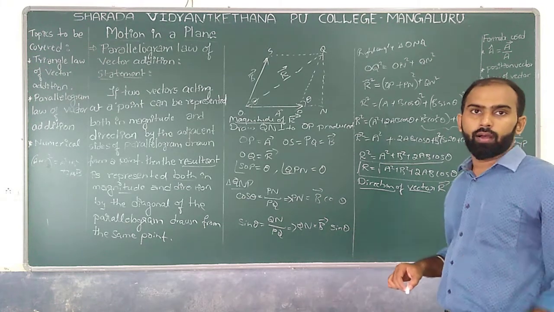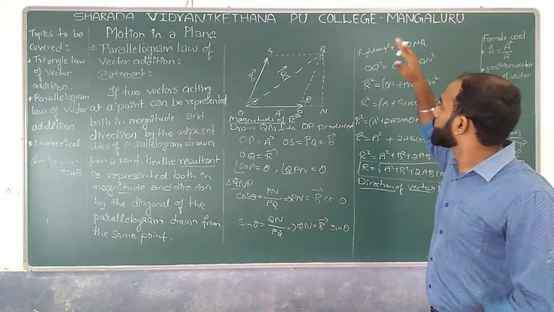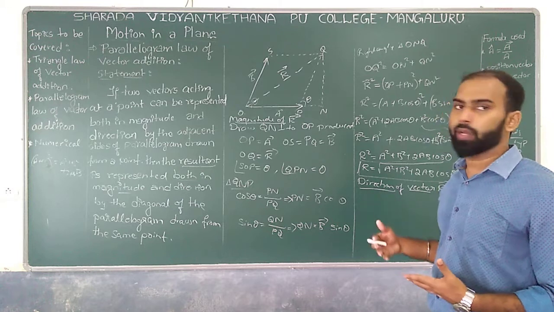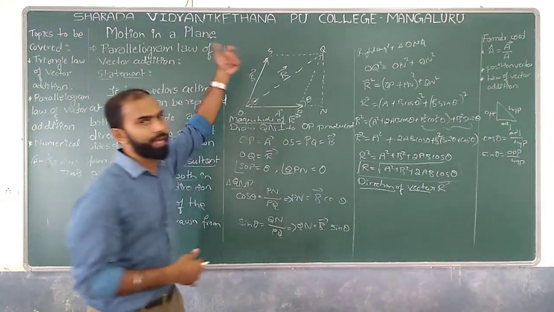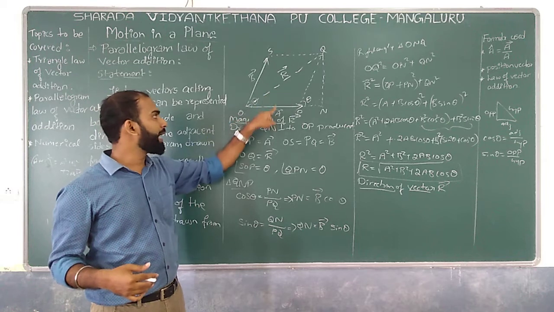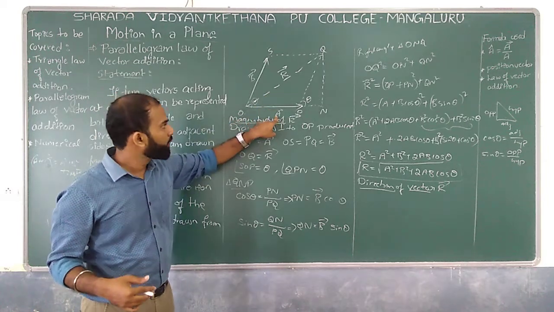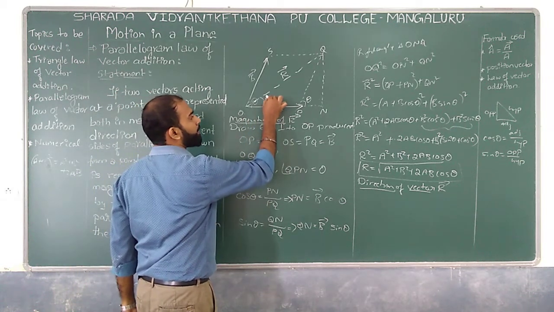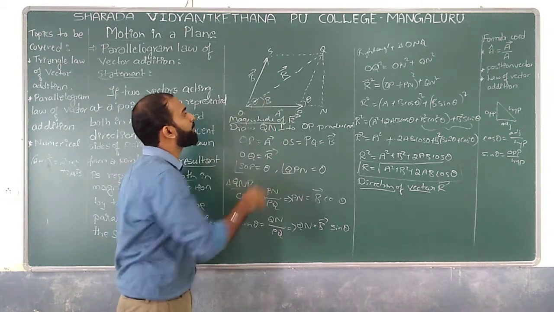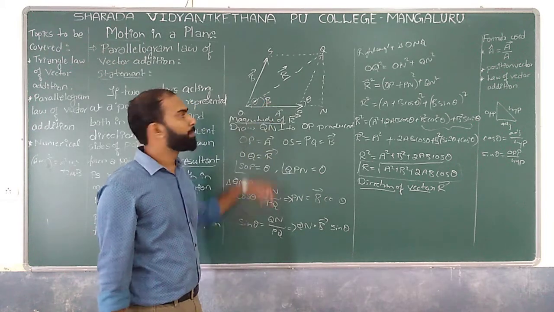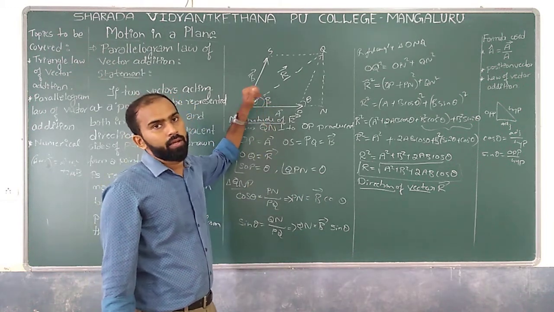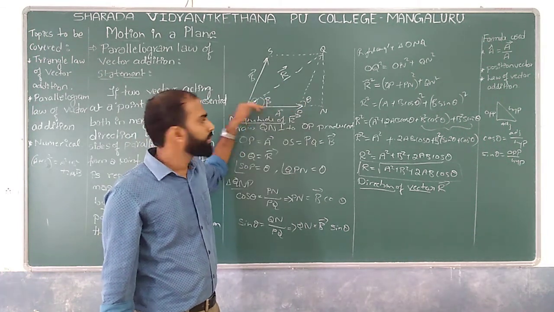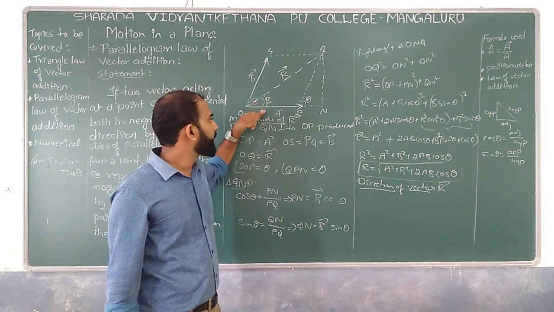Now, look at the same figure on the board. How to get the direction? You have to take one angle. The direction of r makes an angle with the direction of vector a. So here beta comes into the picture. This is beta, the angle between the resultant vector r and the direction of vector a, which makes an angle horizontally with vector a.